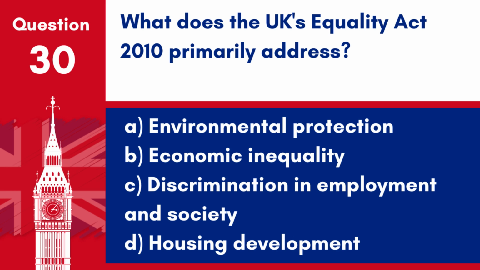Question 30. What does the UK's Equality Act 2010 primarily address? A. Environmental protection. B. Economic inequality. C. Discrimination in employment and society. D. Housing development. Answer. C. Discrimination in employment and society. The Equality Act 2010 consolidates and strengthens laws to prevent various forms of discrimination and promote equality.